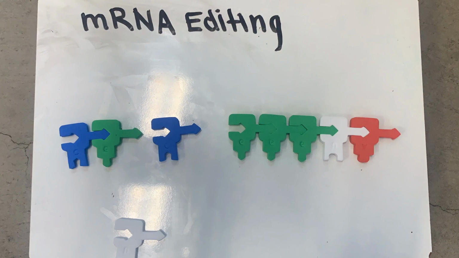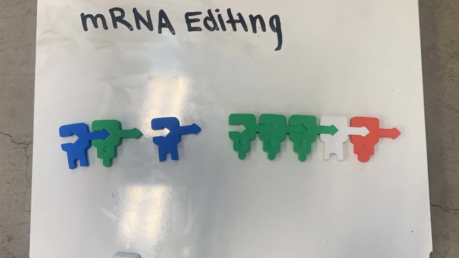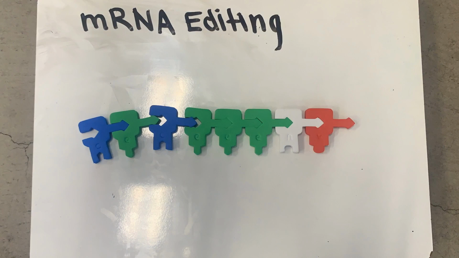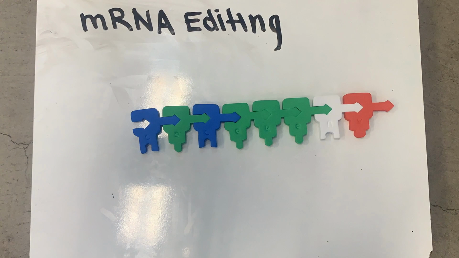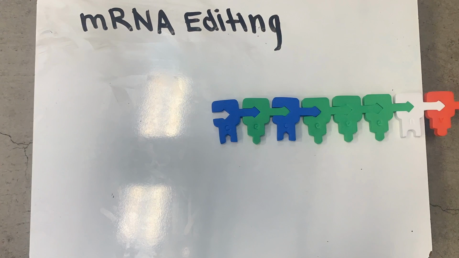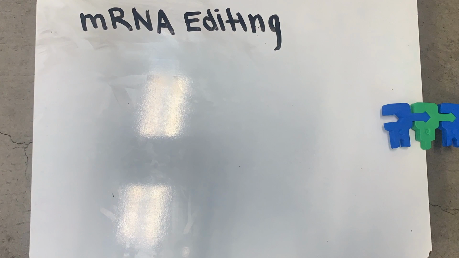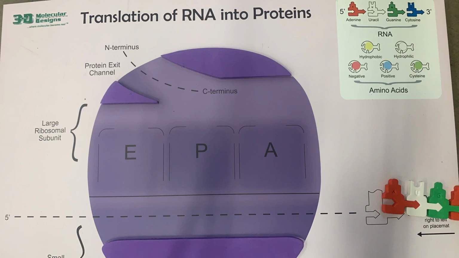This happens when bits and pieces are cut out. The portions that are cut out and discarded are called introns. The remaining portions, known as exons, are then spliced back together to form the newly edited mRNA. Now the mRNA is ready to travel outside the nucleus to the cytoplasm. Then the process of translation begins.